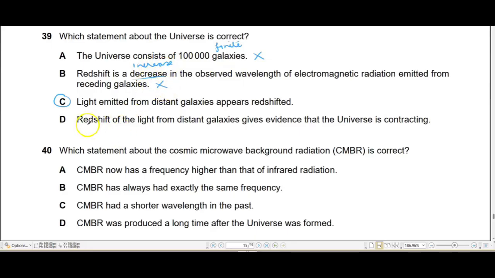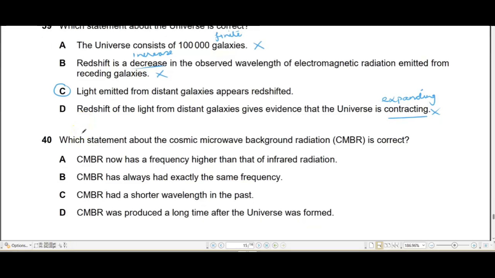And D states that redshift of the light from distant galaxies gives evidence that the universe is contracting. The redshift of light from distant galaxies provides evidence that the universe is expanding. Theek hai? It's not contracting. So that is why this is not correct and C is our correct option. Theek hai? Because, achha, why do we take C as our correct option? Because light emitted from the distant galaxies appears redshifted. This is true.